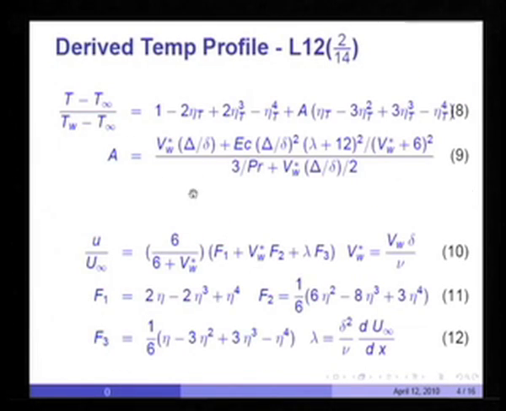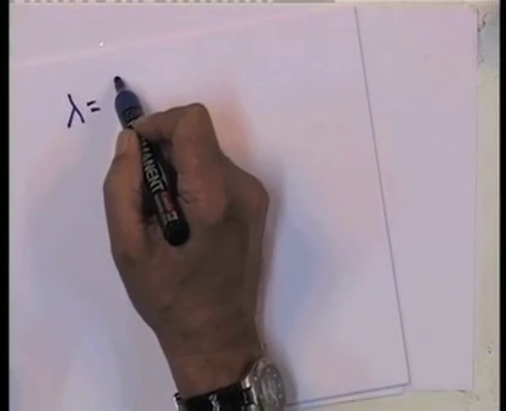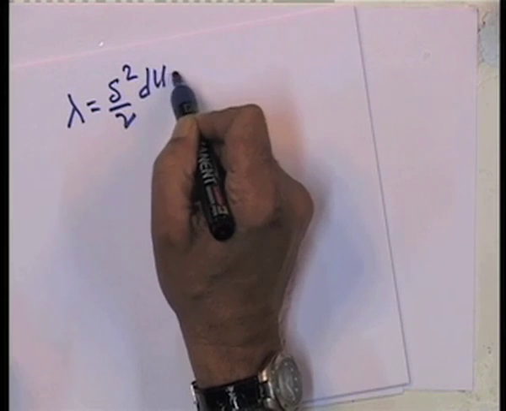Here is the temperature profile as it looks. In dimensionless form, the temperature profile reads as t minus t infinity divided by t w minus t infinity equals 1 minus 2 eta t, plus 2 times eta t cube minus eta t to the 4, plus a times again a function of eta t, where a captures the effects of wall velocity, viscous dissipation through the Eckert number, and the pressure gradient effect through lambda. Lambda, as you will recall, is nothing but delta square by nu du infinity by dx.